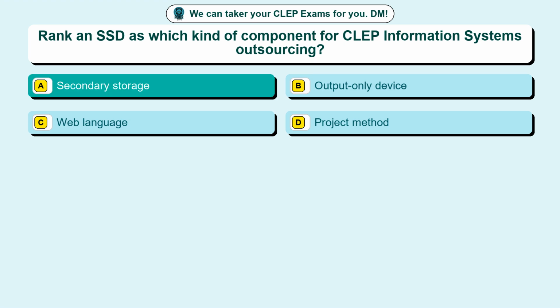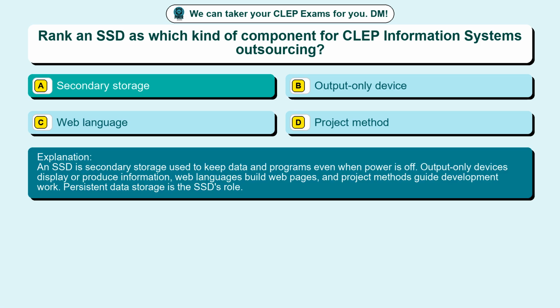The correct answer is option A, secondary storage. An SSD is secondary storage used to keep data and programs even when power is off. Output-only devices display or produce information, web languages build web pages, and project methods guide development work. Persistent data storage is the SSD's role.